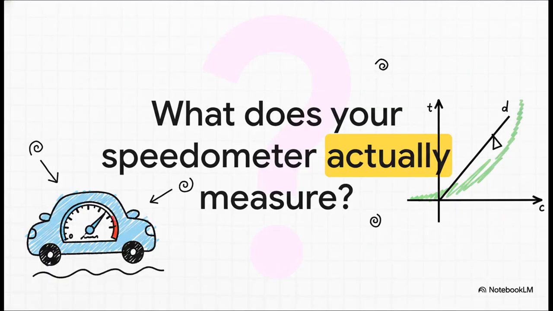All right, so let's kick things off with a question. It seems super simple on the surface, but it's actually pretty deep. We can all figure out our average speed on a road trip, right? It's just the total distance divided by the time it took. But what about that little needle on your speedometer? It's telling you something completely different. So what is it actually measuring?